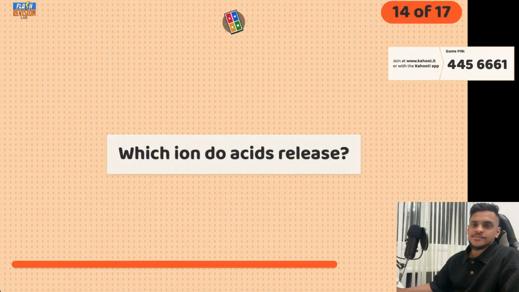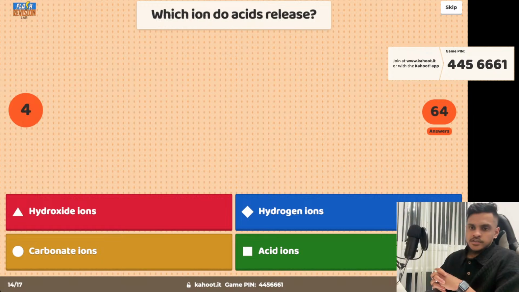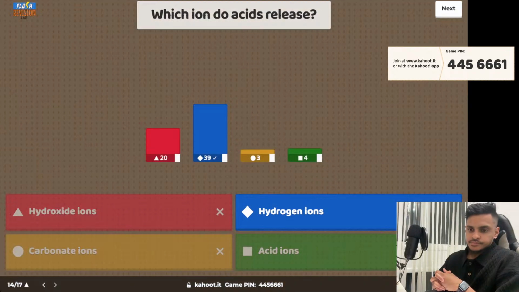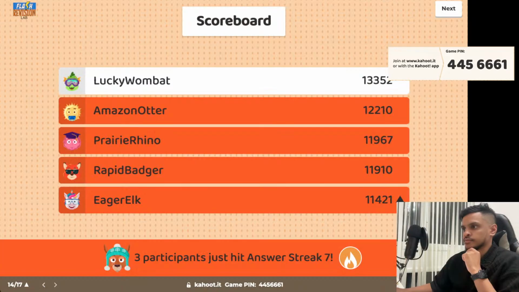What ion do acids release? Hydroxide, hydrogen, carbonate, or acid? Hydroxide is for alkalis. Alkalis release hydroxide ions, OH- ions. Really well as well, they're getting them right. Is this triple? Yeah, it can get asked in triple as well. It's not triple only. It's combined and triple.